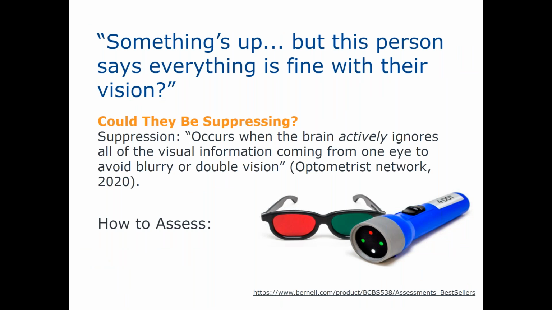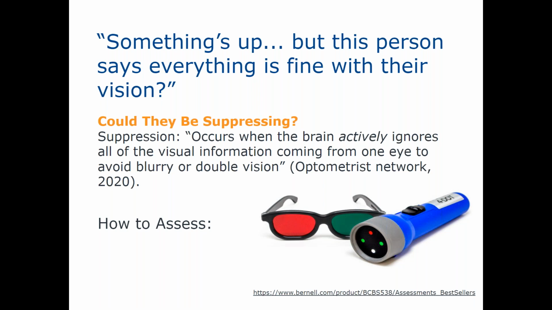Okay, so finally, we're going to talk about suppression. So something's up with this person. You can tell, either their mobility is impacted or you can see that their eyes are just not working and teaming together. But they say everything is fine. So the first question I'm going to ask myself is, could they be suppressing?